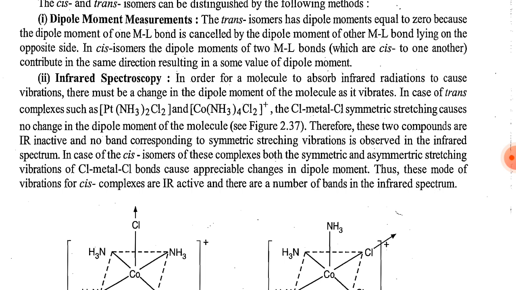Thus, this mode of vibration of the cis complex is IR active. There are a number of bands in the infrared radiation. So the cis complex shows IR activity, and when we study its infrared spectrum, a number of bands will be there, which gives the proof that the cis isomer is IR active.